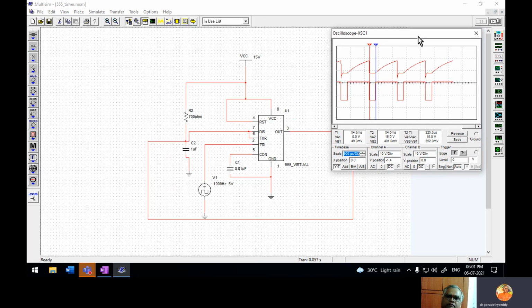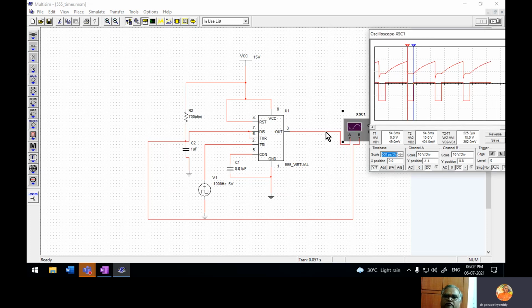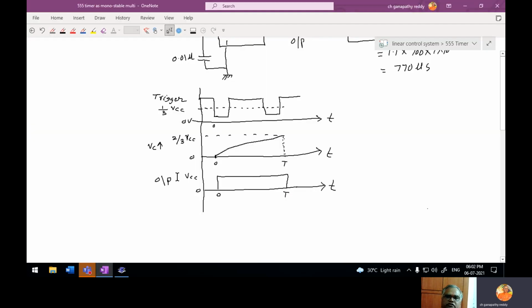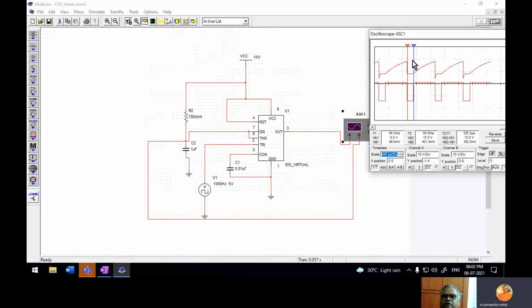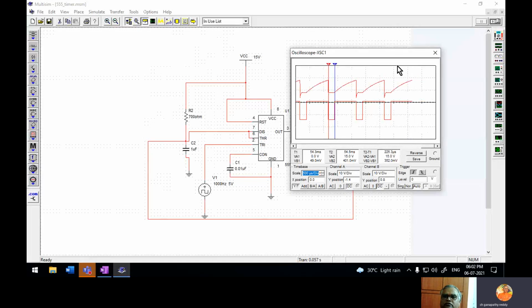All of you observe this. You also give the square wave and plot it. Plot the input waveform. The output we are taking at terminal 3, so this is the output waveform. This is the voltage across the capacitor. So the VC waveform, the trigger wave and the output waveform, these three you have to note down. These three you plot. So this is how the 555 timer works as a monostable.